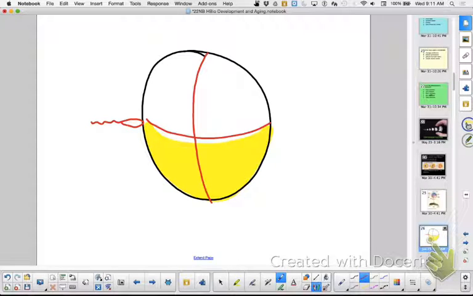So let's identify what's going on in each quadrant. This side has what? Sperm. Sperm only, right? Does it have any yolk? No. What does this have? Yolk and sperm. What does this side have? Nothing. No sperm. No yolk. What does this have? Yolk. Just yolk.